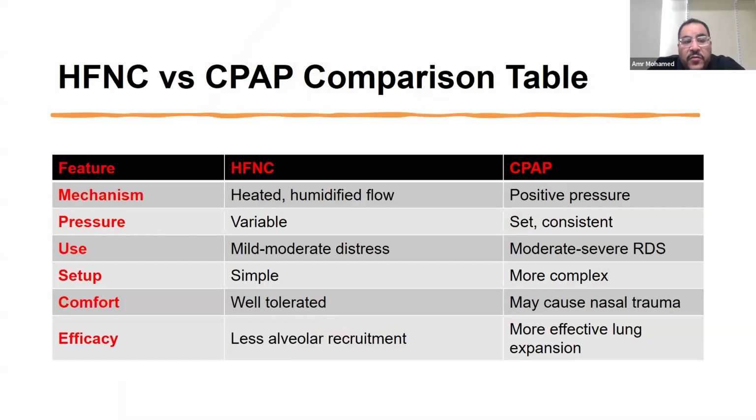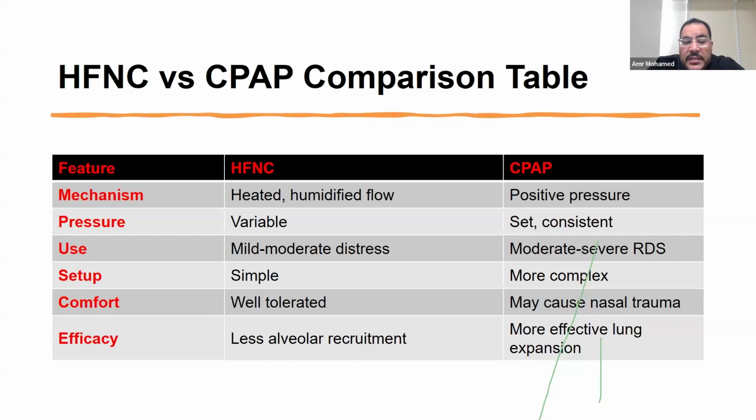And here is a comparison between high flow nasal cannula and CPAP. From a mechanism point of view, with high flow nasal cannula we're using heated humidified flow, while with CPAP we rely on positive pressure. The high flow nasal cannula pressure is variable, while in CPAP a consistent pressure is used. High flow nasal cannula can be used in mild to moderate respiratory distress, while CPAP is better used in moderate to severe respiratory distress.